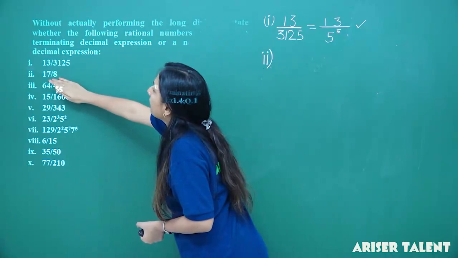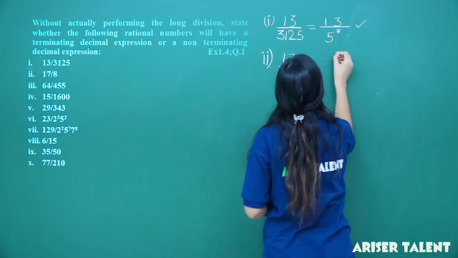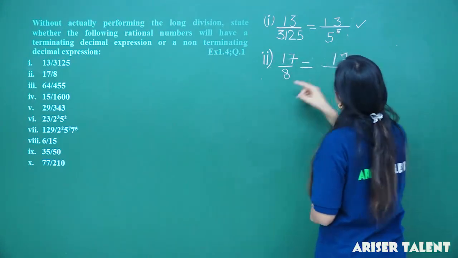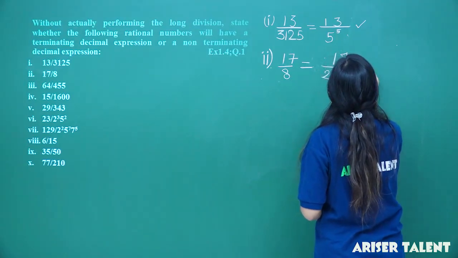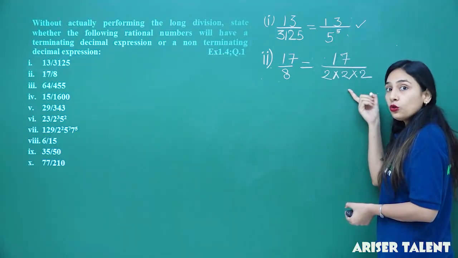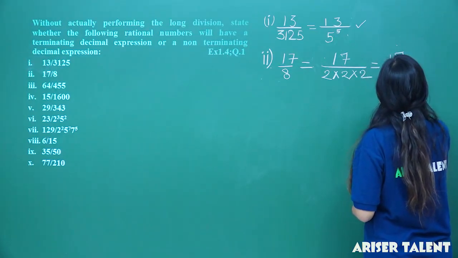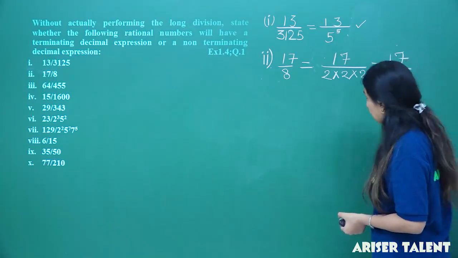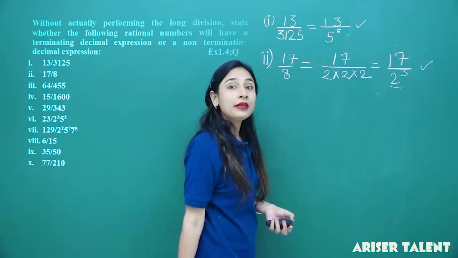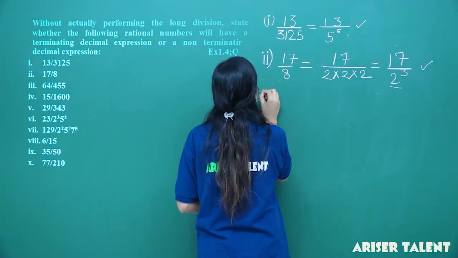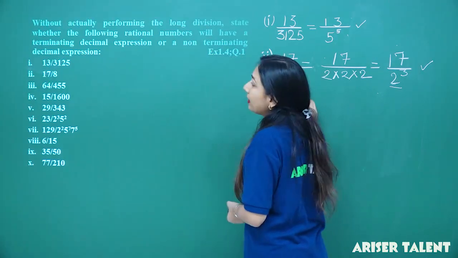17 by 8. Now 17 is a prime number, so we'll write 17, and 8 can be written as 2 multiplied by 2 multiplied by 2, that is 2 raised to power 3. So it will be 17 upon 2 raised to power 3. So it will again be terminating.